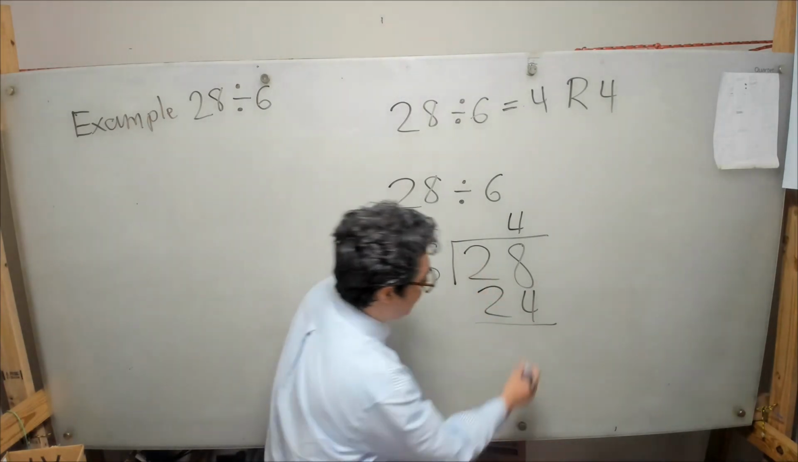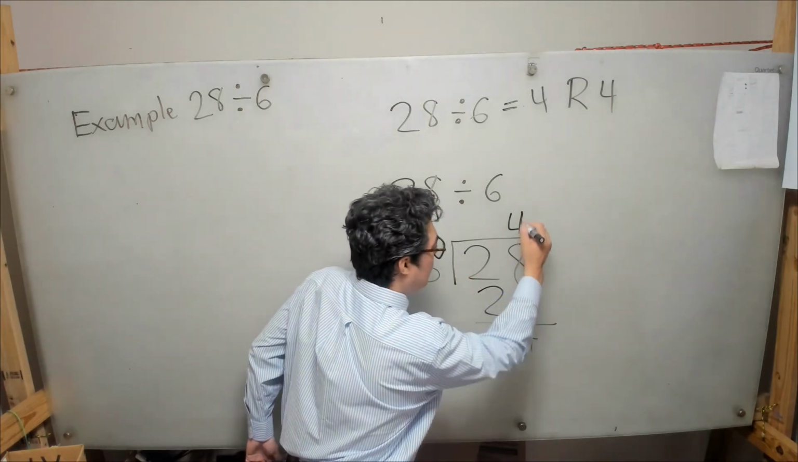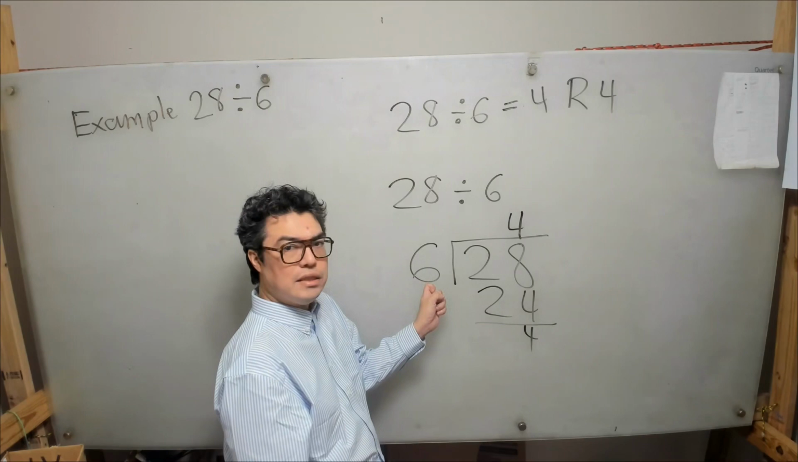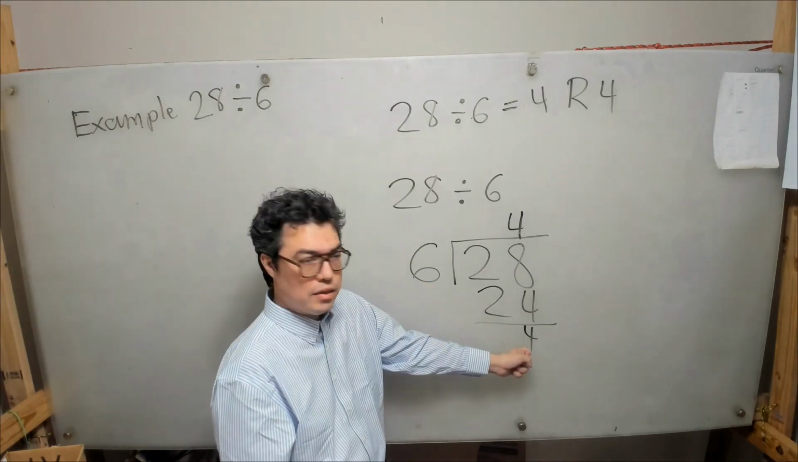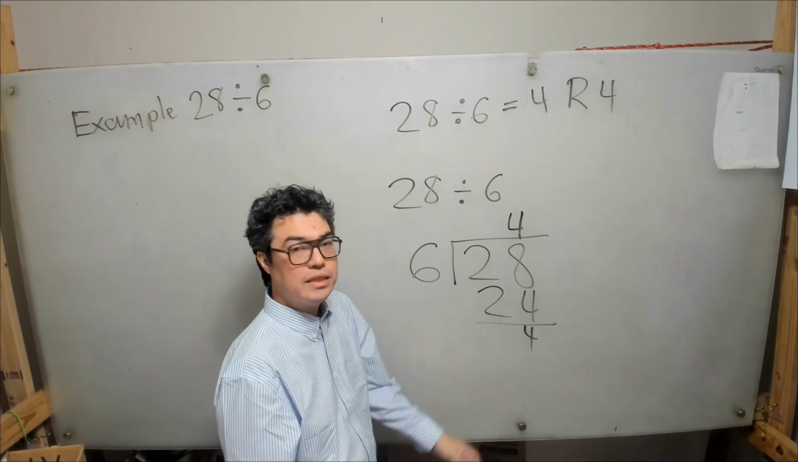8 minus 4 is the 4. 2 minus 2 is 0, right? Then we ask, does 6 go into 4? It doesn't. There's no other numbers here, so that will tell us that it's time to stop.